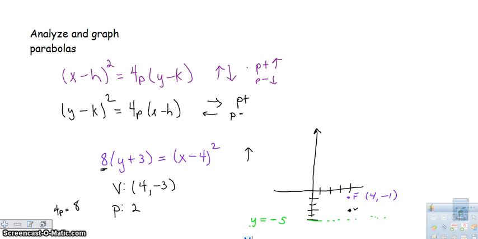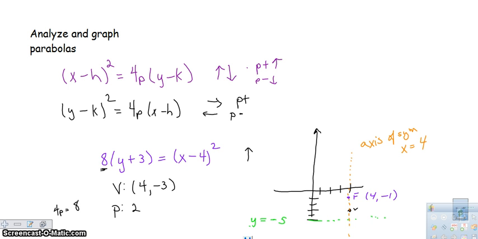Now, we also have the axis of symmetry, which, since this is going up and down, goes up and down. The equation for the axis of symmetry would just be x equals 4, right? That one would be a vertical line. The directrix is a horizontal line. Now you need to graph.